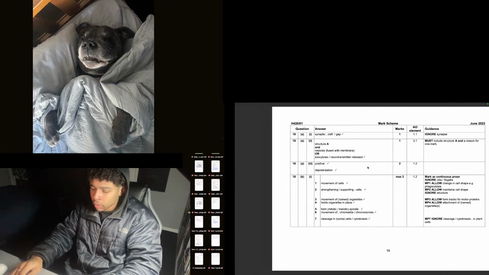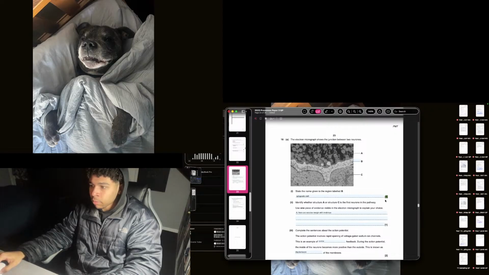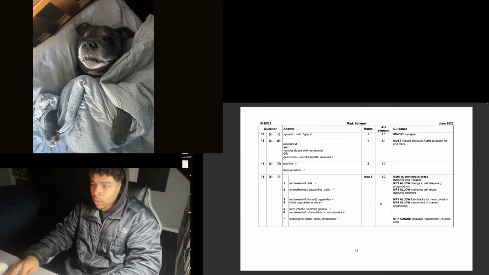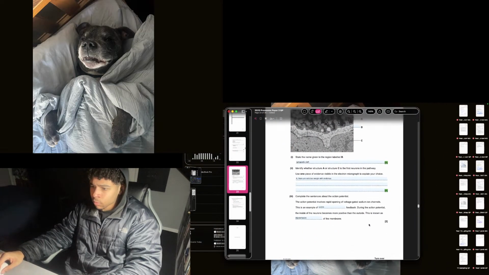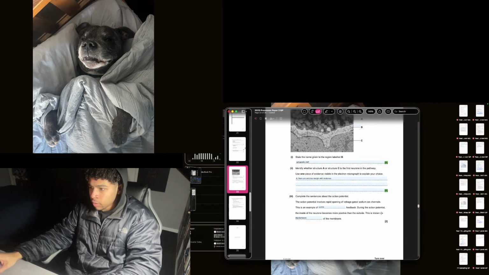Yeah, so I was synaptic cleft. I was actually going to put synapse approved, but I thought I wouldn't get the mark, and I was right. Vesicles, yeah, the exact 1 mark. That's a bit much. Positive depolarization.